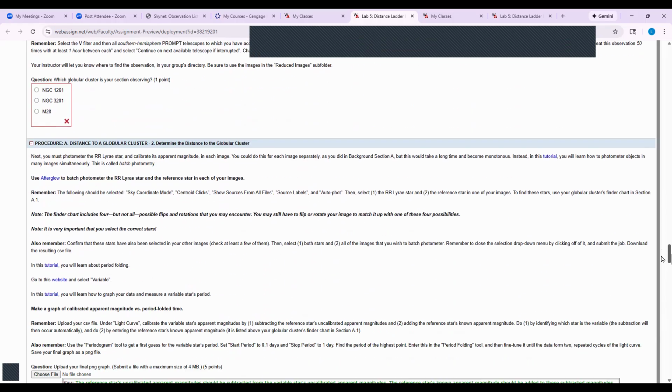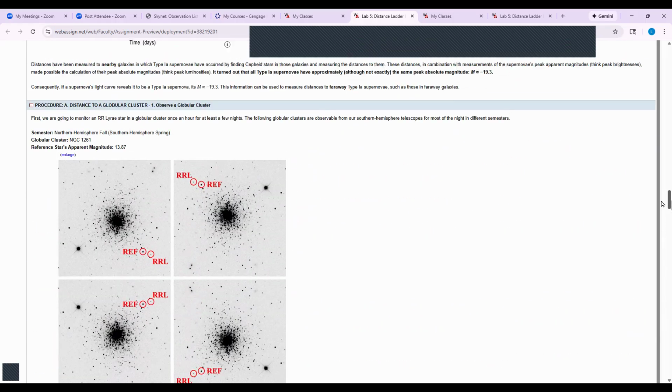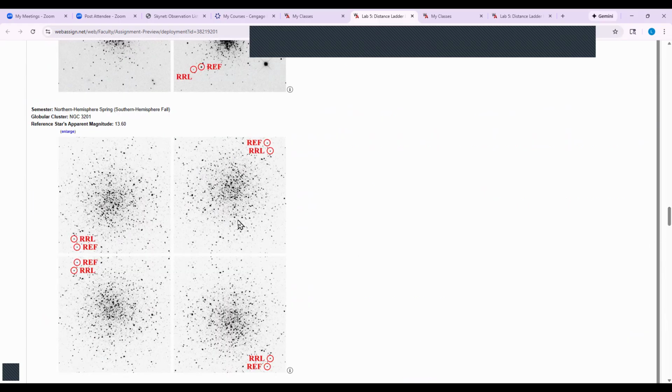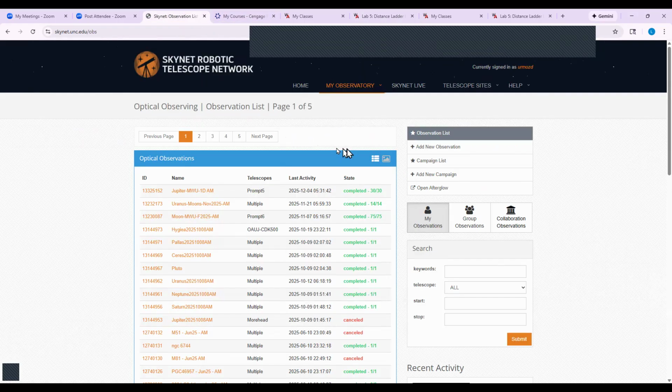I think 3201 looks like a good one. 3201. Yes. Okay, this one. Yeah, okay. Let me share it with the, you see the Skynet? I have visual on Skynet. You see it? Yes. Okay.